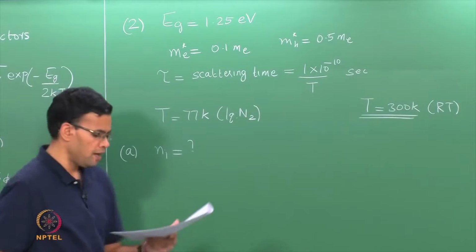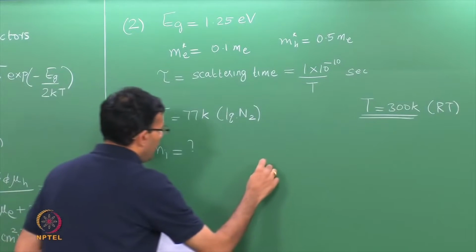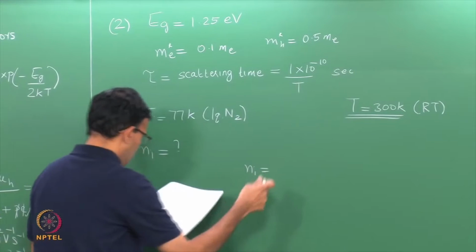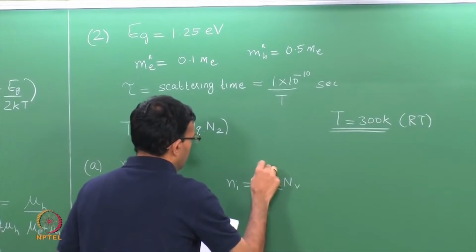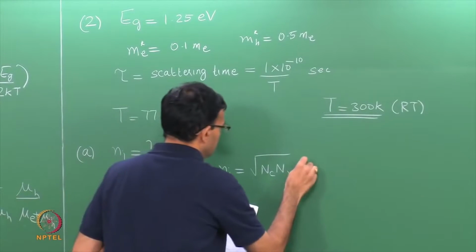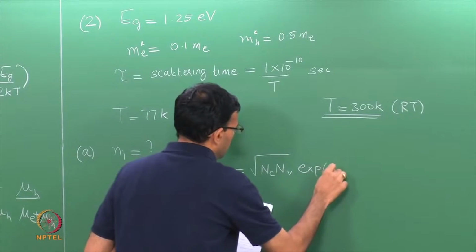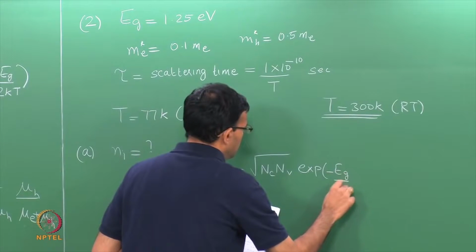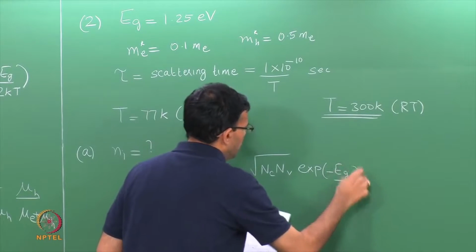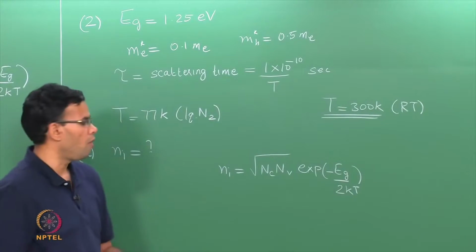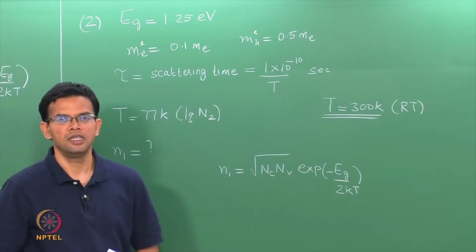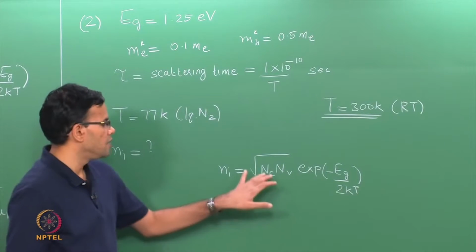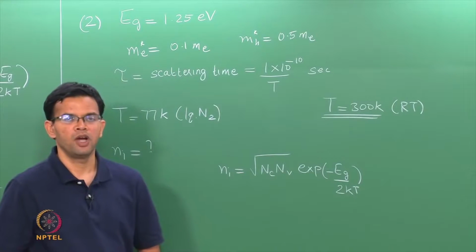So, we can go back to the equation. Ni is nothing but the square root of Nc and Nv times exponential minus Eg over 2kT. The problem is we do not have the values of Nc and Nv. These are the effective densities of states at the band edges, but we can calculate them once we know the effective mass.